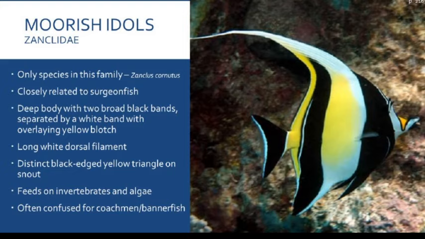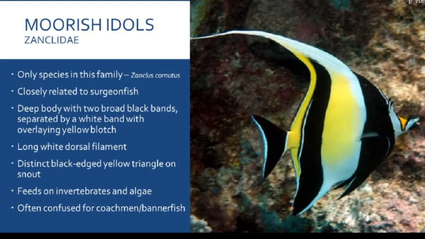You can identify these guys by their deep body, so again, it's a bit laterally compressed. They've got 2 broad black bands on the body, so you can see the one band over here and the other band over here. And then there's a bit of a white band in the middle of those, and then they've got this kind of overlaying yellow section. And then, of course, they've got this long white dorsal filament.